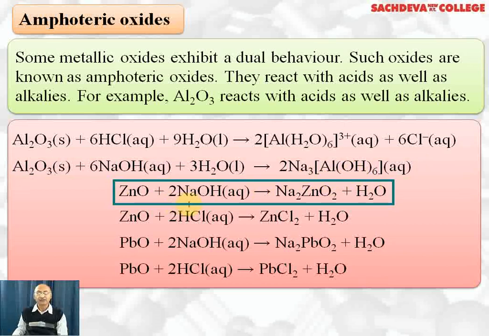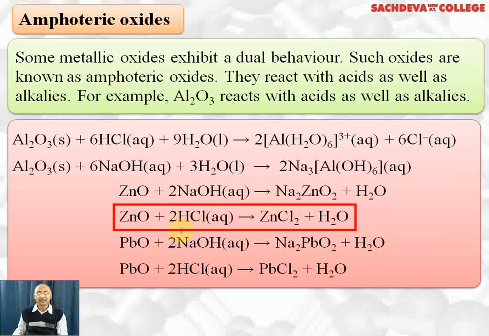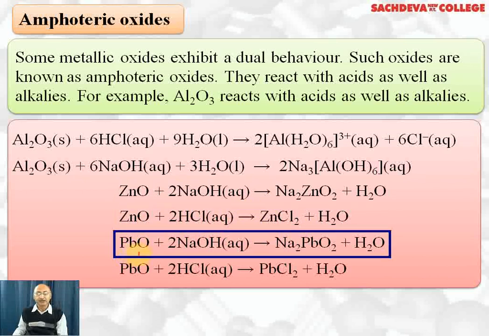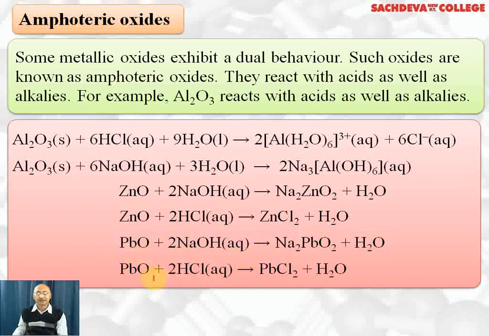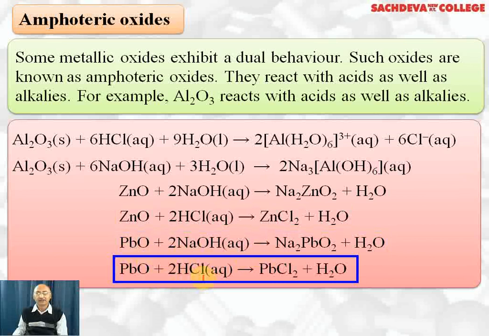Zinc oxide reacts with 2 NaOH to form sodium zincate plus water. Zinc oxide reacts with 2 HCl to give ZnCl2 plus water. This shows that zinc oxide is also an amphoteric oxide. PbO is another example of an amphoteric oxide. It reacts with sodium hydroxide to form sodium plumbite plus water. PbO reacts with 2 moles of HCl to form PbCl2 plus water.